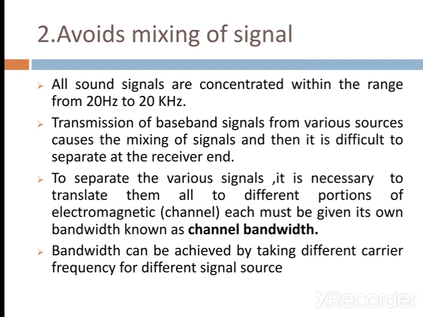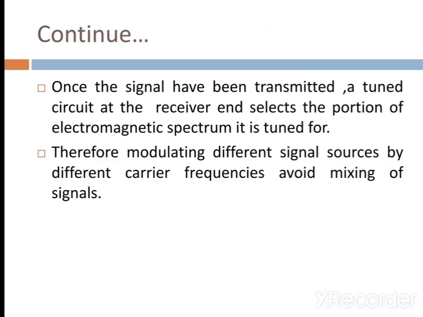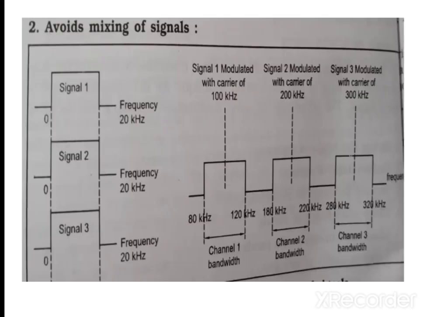Then this can be achieved by taking different carrier frequencies for different signal sources. Once the signals have been transmitted, a tuned circuit at the receiver selects the portion of the electromagnetic spectrum it is tuned for. Therefore, modulating different signal sources by different carrier frequencies avoids mixing of signals.